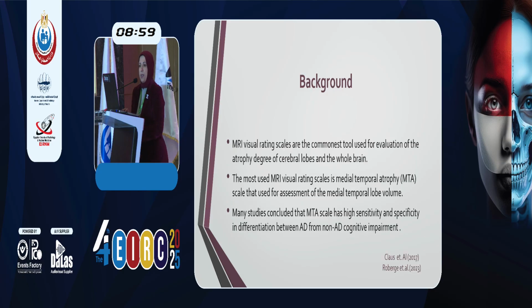MRI visual rating scales are the commonest tool used for evaluation of the atrophy degree of cerebral lobes and the whole brain. The most used MRI visual rating scale is the medial temporal atrophy scale, used for assessment of the medial temporal lobe volume. Many studies concluded that the MTA scale has high sensitivity and specificity in differentiation between Alzheimer from non-Alzheimer cognitive impairment.